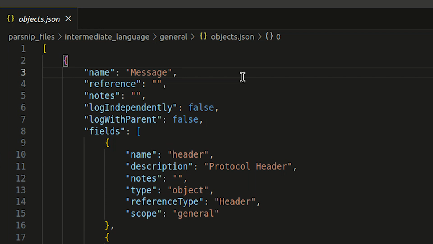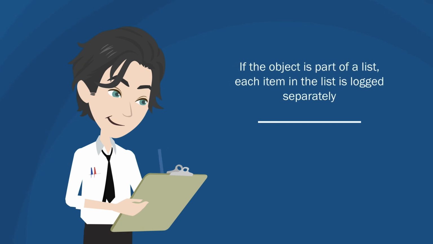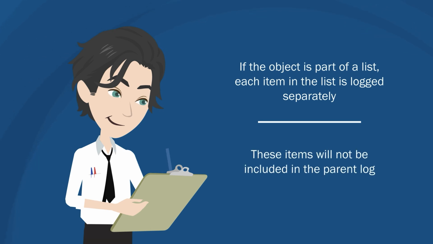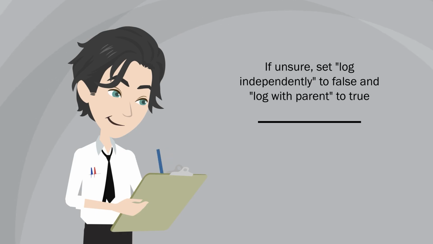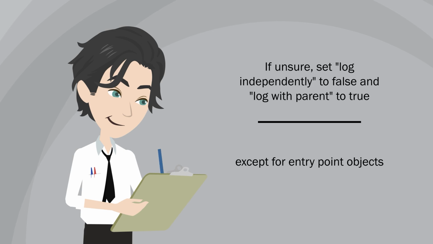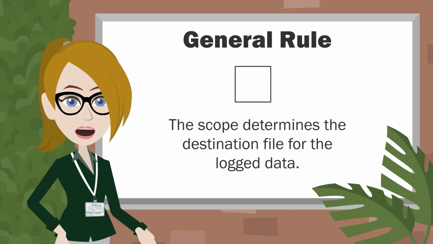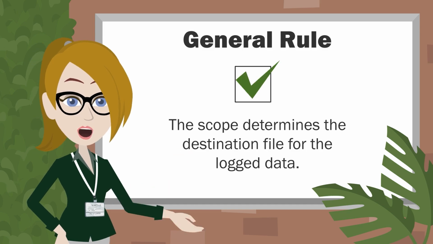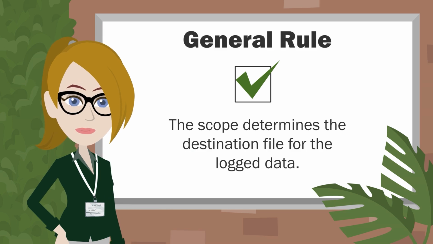This setting is specifically designed for reusable objects that may be used across scopes. If the object is part of a list, each item in the list is logged separately. These items will not be included in the parent log. If unsure, set log independently to false and log with parent to true, except for entry point objects. The general rule is that the scope determines the destination file for the logged data.